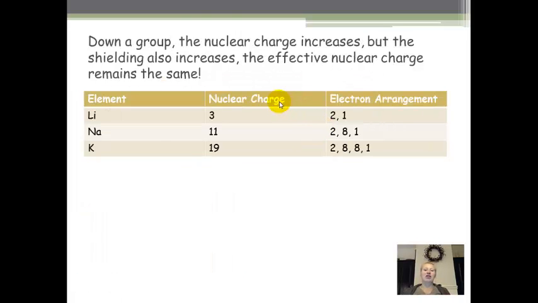However, down a group, the nuclear charge increases, but the shielding also increases. So here, for example, from lithium to potassium, we have 2 shielding electrons, 10 shielding electrons, 18 shielding electrons. So the effective nuclear charge will stay the same down a group.